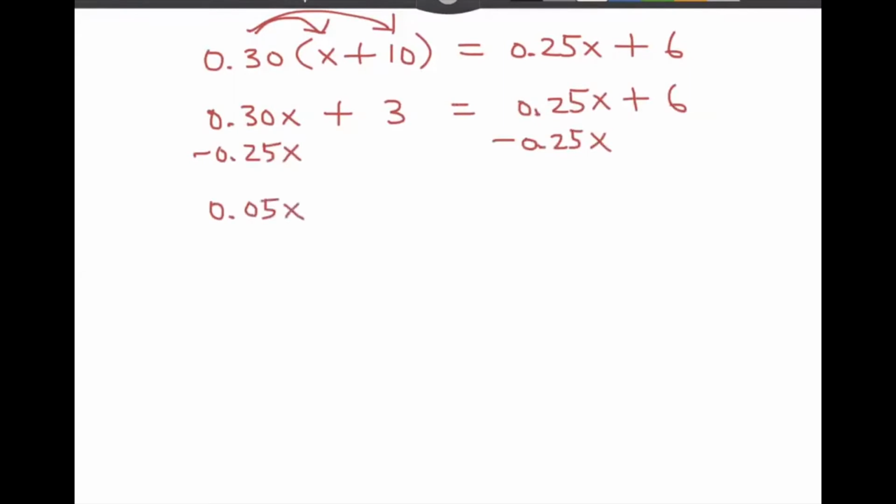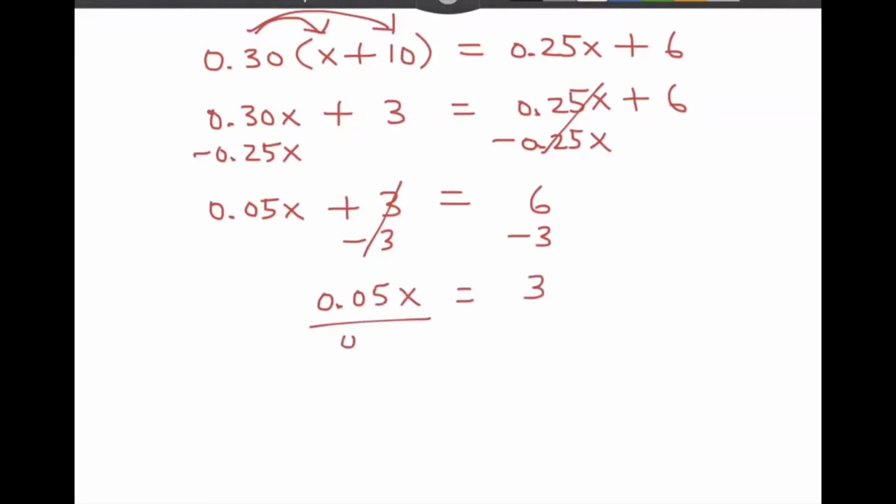0.05x plus 3 equals 6. Subtract 3 from both sides. That gives us 0.05x equals 3. And if I divide both sides by 0.05, I end up with x equals 3 divided by 0.05, which is 60.